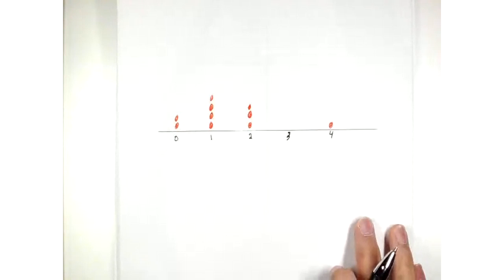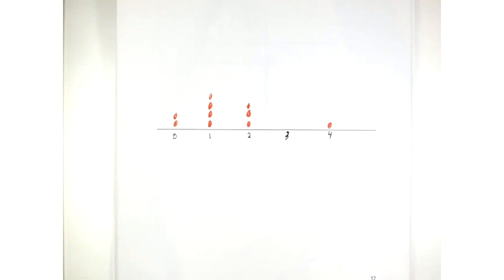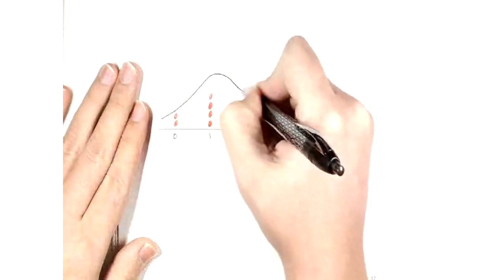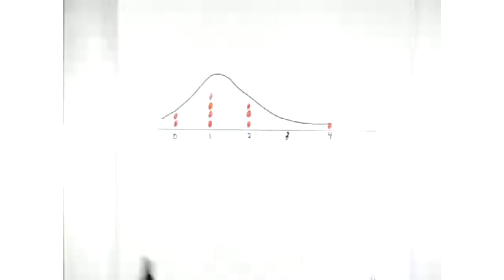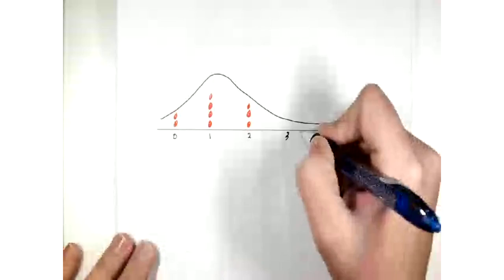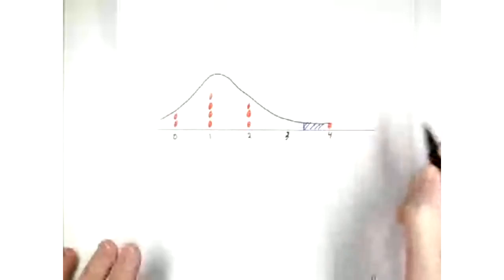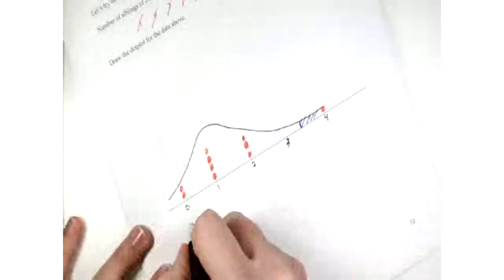So, can anyone comment on that distribution? What type is it? If I draw a curve over this, what does it look like? Is it skewed to the left? Close. It's skewed, but not to the left. Yeah, skewed to the right. So, notice how it tails off right here. So, skewed right.